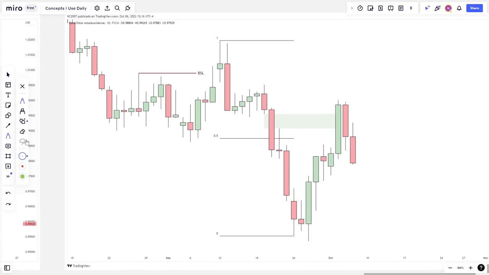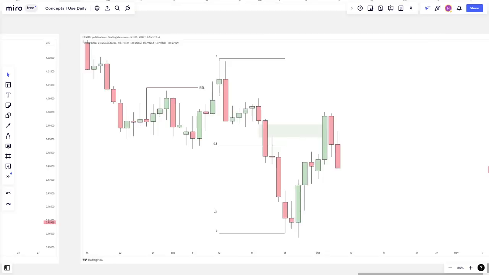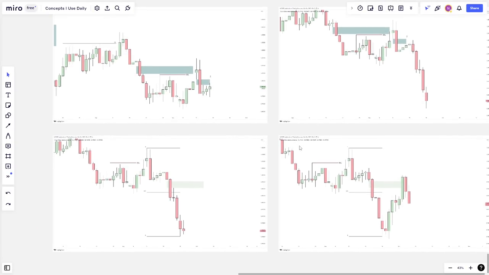And that's it. That's how you can go to your daily charts and say, okay, so we've just taken buy side liquidity. Can we continue going lower? I've just taken sell side. Can we expect price to go higher?